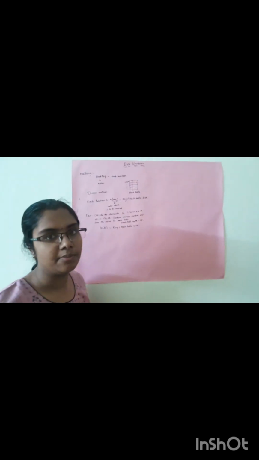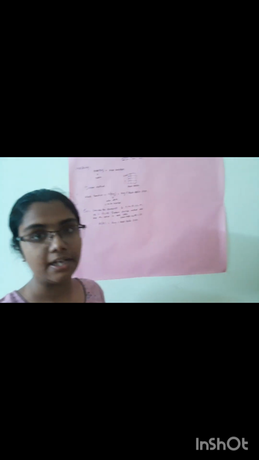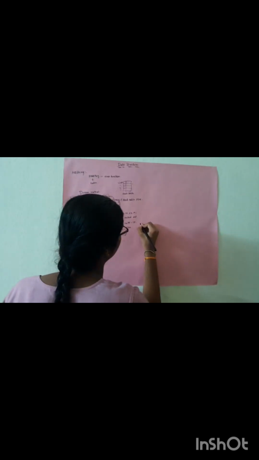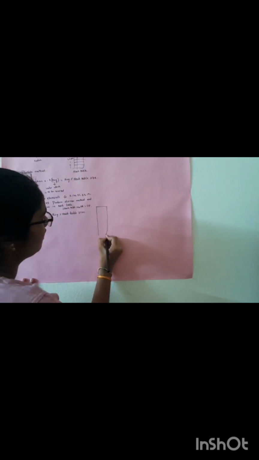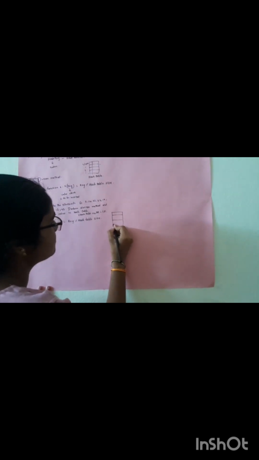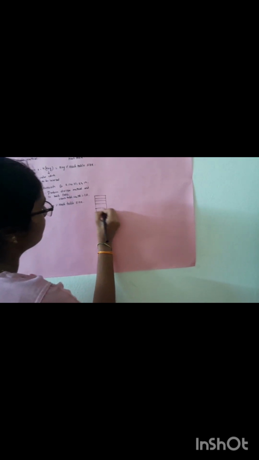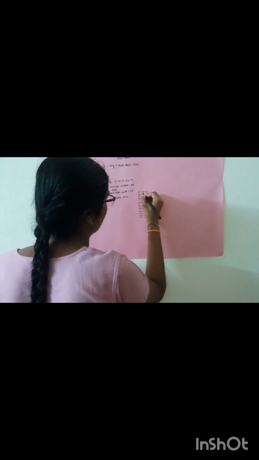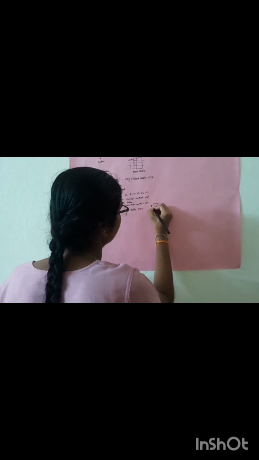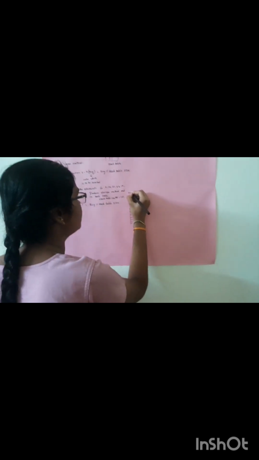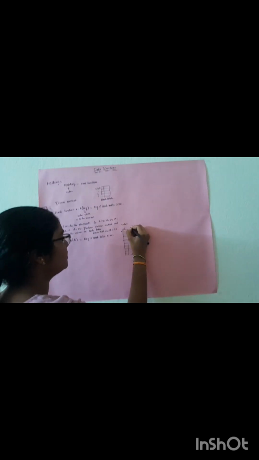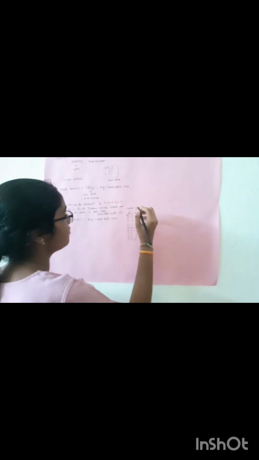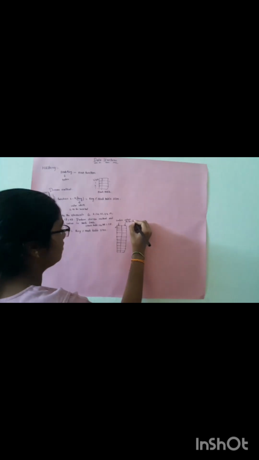Now we need to insert elements one by one. So draw a table, a hash table of size 10. Here this part represents the indices, which is nothing but the hash key. This part represents the locations for values to be stored.